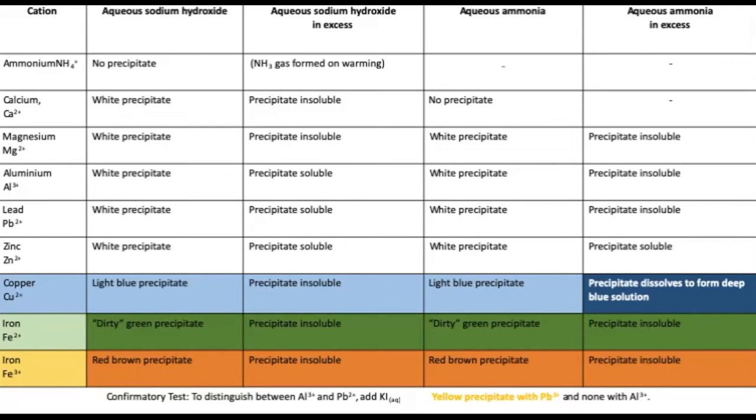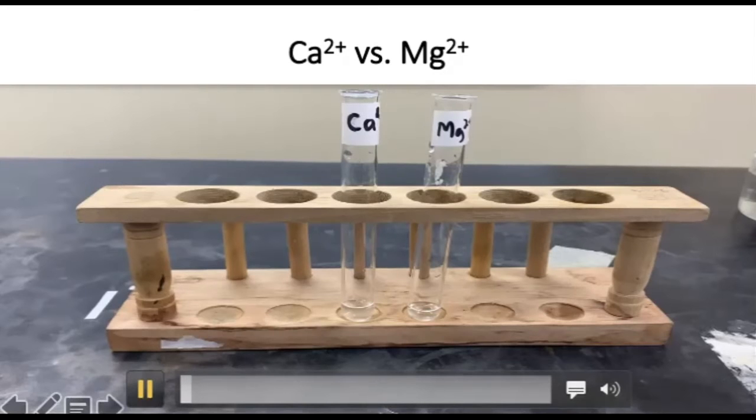Now, we are not expecting a precipitate to be formed with the calcium, and we're expecting a white precipitate to be formed with the magnesium, which would not dissolve in excess ammonia. Here now, we want to distinguish between calcium ions and the magnesium ions.